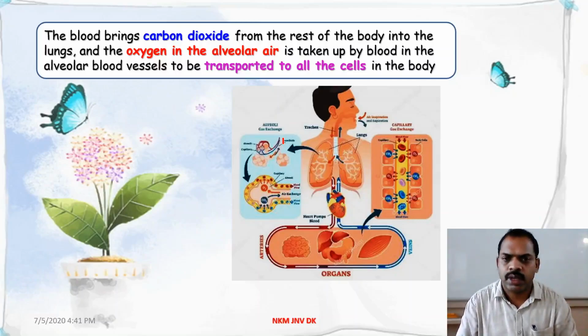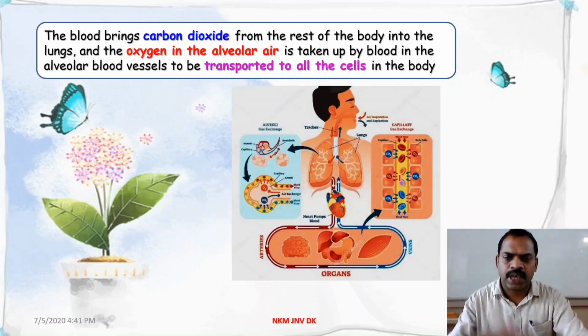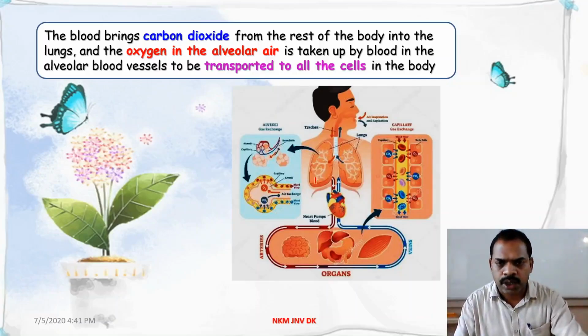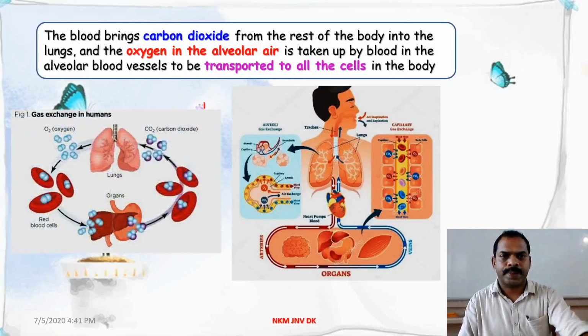It comes through the heart. The heart will pump it into the lungs, where the lungs will ventilate it. They will receive the carbon dioxide and give the oxygen. With that oxygen, the blood again goes to the heart. The heart will pump it into the whole body. This is what happened. So this exchange between oxygen and carbon dioxide is happening in the alveolar blood vessels. Gaseous exchange.